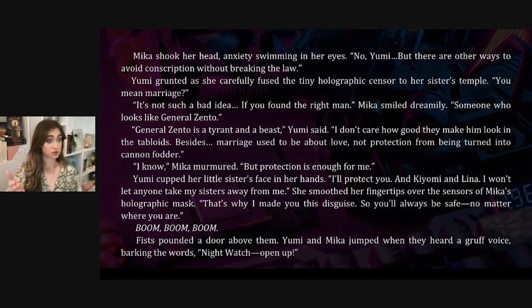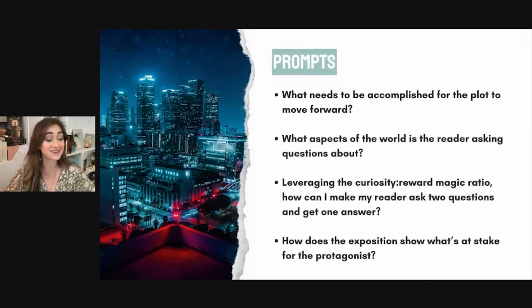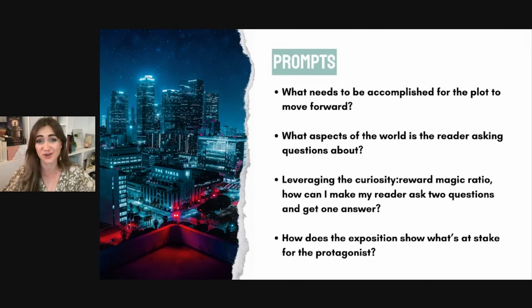So try doing this with your own story, or even try just an exercise of a story that you're not even going to write, like I did here with this science fiction. It can be fun just to test out some of these methods and see how can I reveal some of this world through dialogue, through action, without going into a huge info dump.